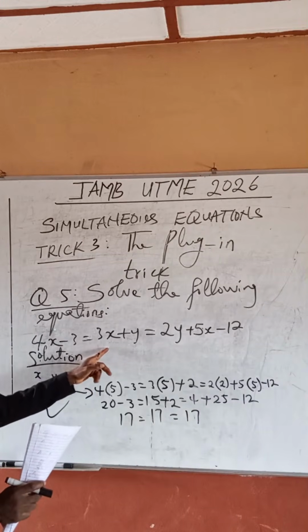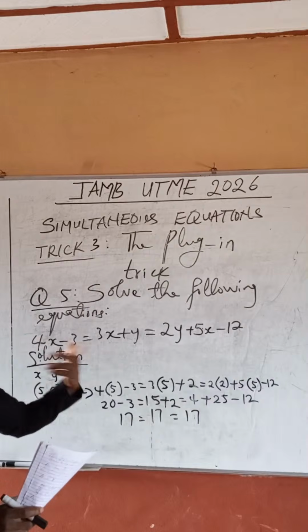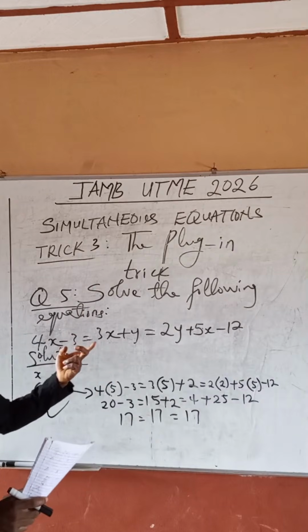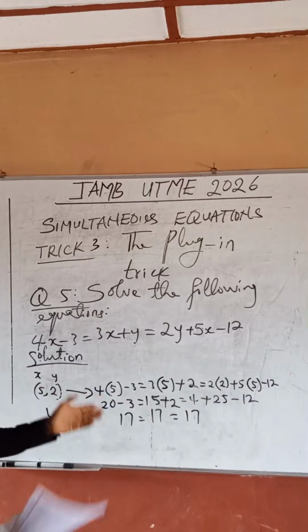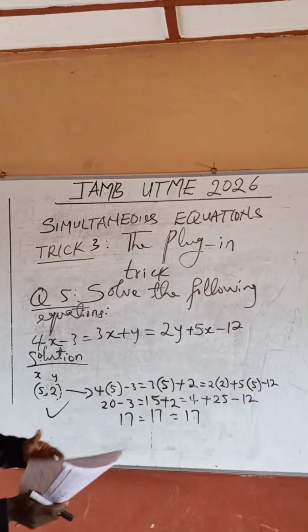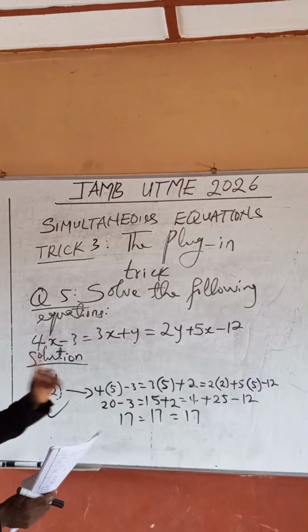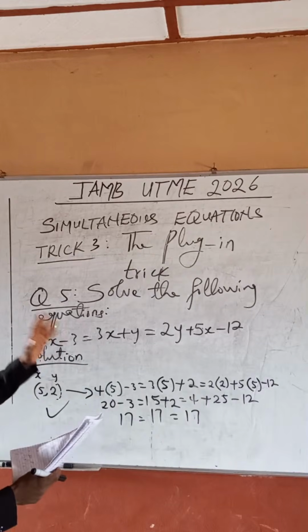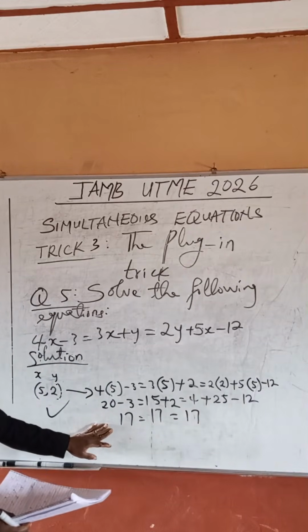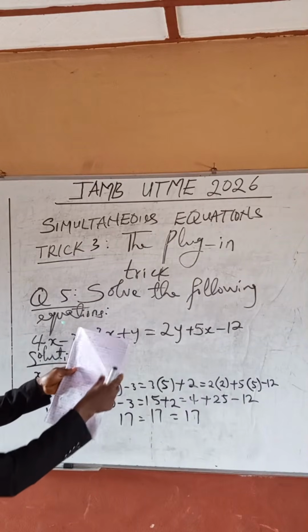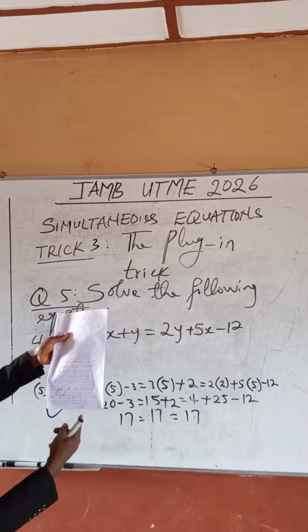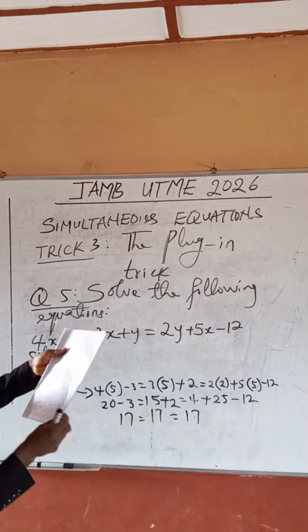If you don't want to use the matrix method or the matrix trick, use the plug-in trick and get yourself flowing and moving with time, because time is the issue. Now, the plug-in method, I have used it for simultaneous equation. You can use it for any simultaneous equation when the solutions are given. Like here, the solutions are given, so we have to use it.